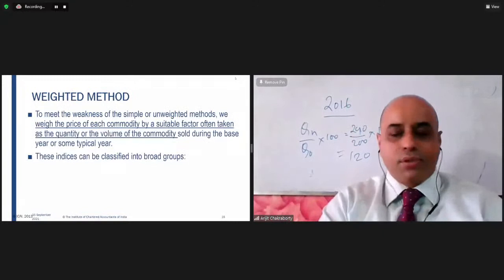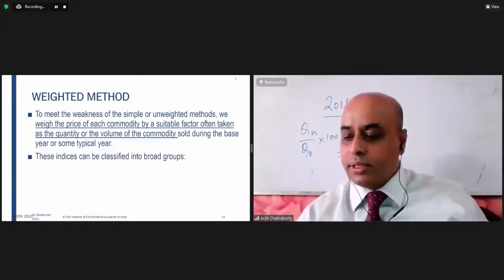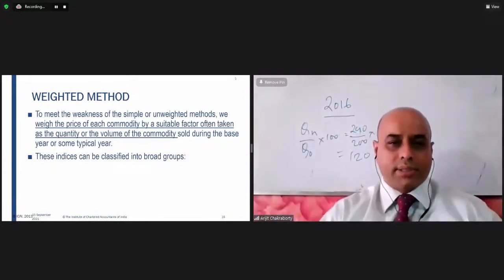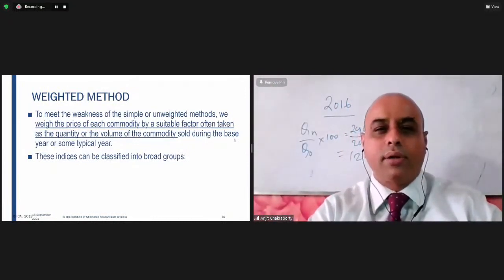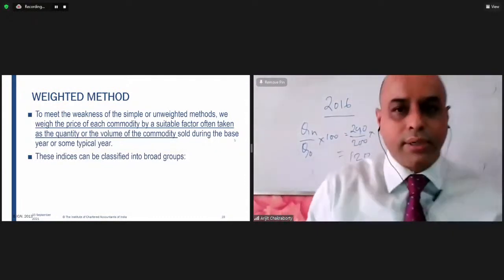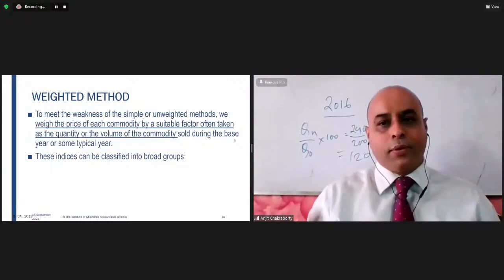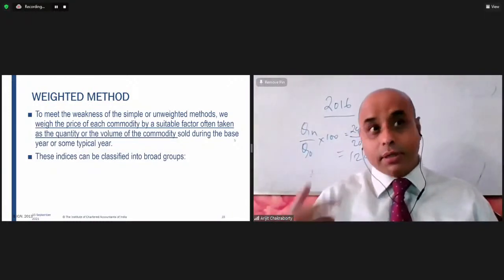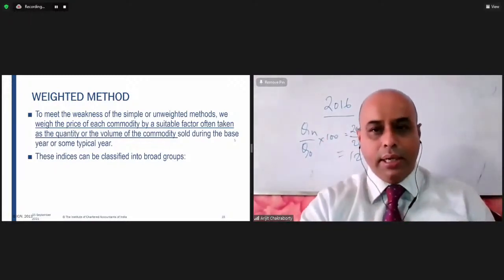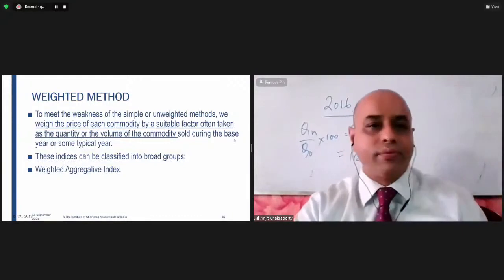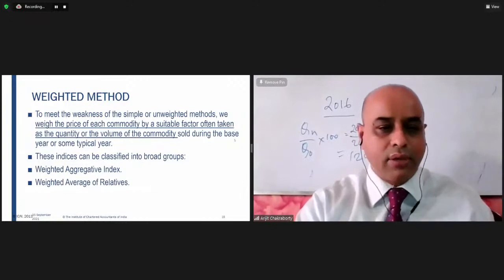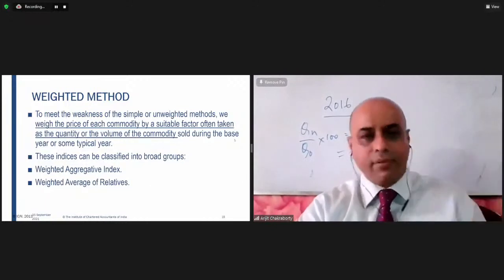Now the weighted method. After the simple method, let us see the weighted method. To meet the weakness of the simple or unweighted methods, where I only take certain commodities without any weight, it is easy to calculate but it will not be a realistic picture. Therefore, the weighted aggregative index, which is an important part of our exam, has now come. So we are now reaching weighted aggregative index and weighted average of relatives.